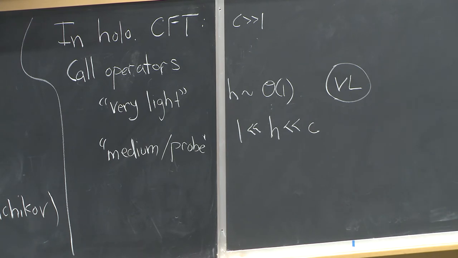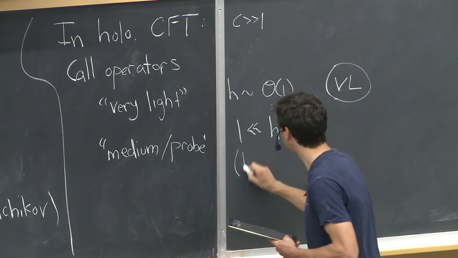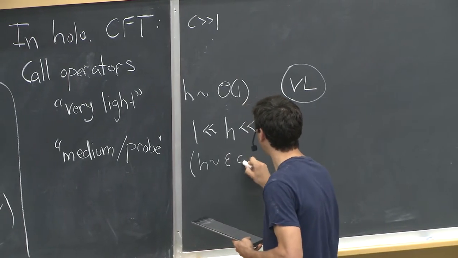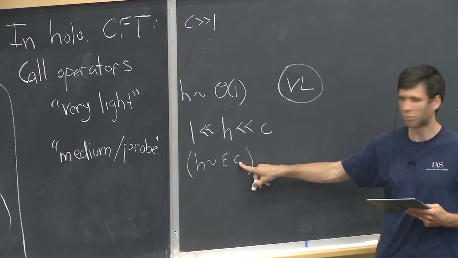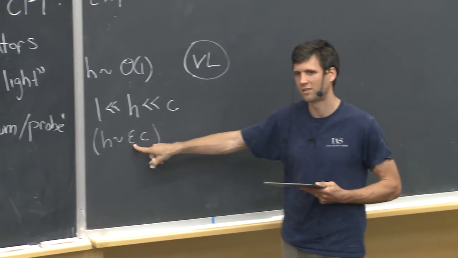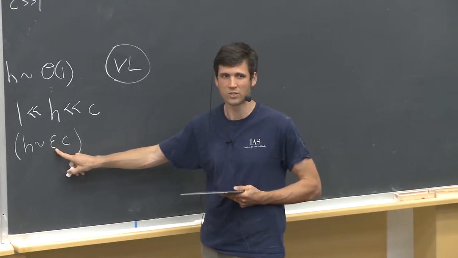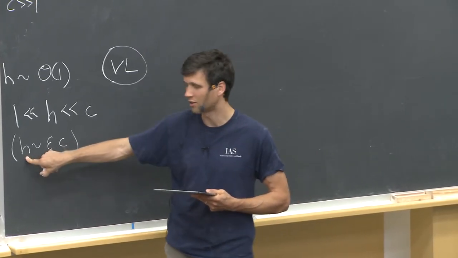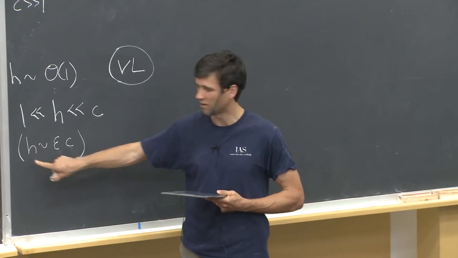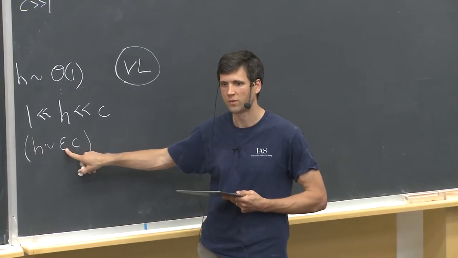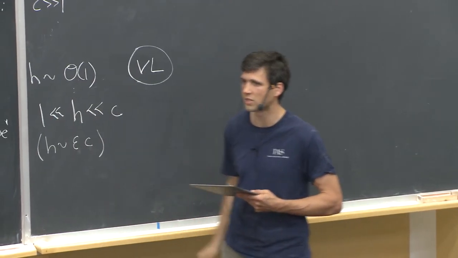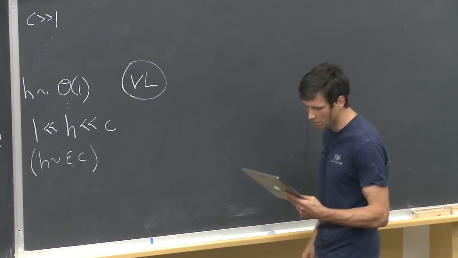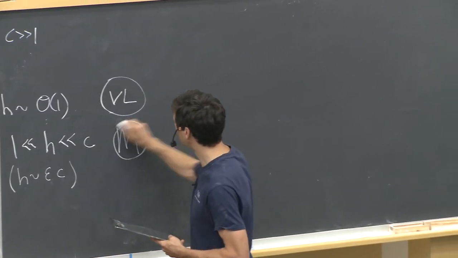So one way to think about these medium or probe operators is that they're order c, but with a tiny coefficient epsilon. And we take the order of limits in the way I just said. So first we take the large c, large h limit, and then we take the small epsilon limit. So this is the same as saying h is much bigger than 1 and much less than c. And those are the medium operators, so I'll give them an m.